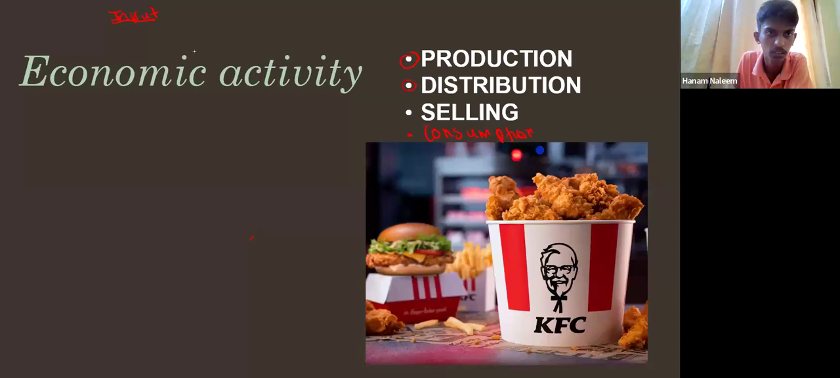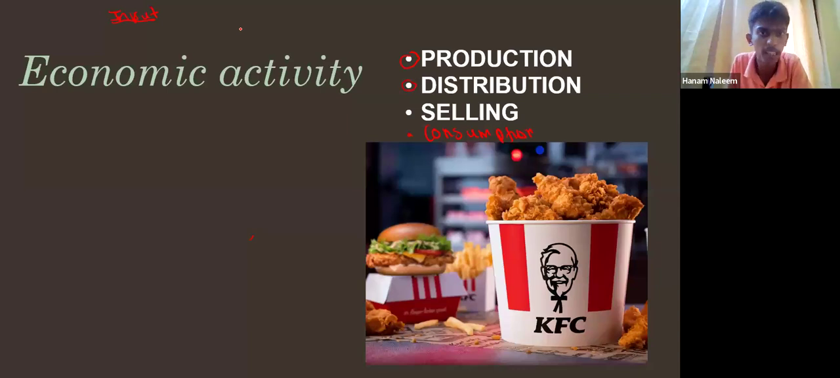Next, you will undergo a process. What's the process? You will take this chicken and you will wash it. Then you will bake it. With the inputs, what are you doing? You are undergoing a process. So you will take the chicken, wash it, and then fry it. Am I right? Is it clear?